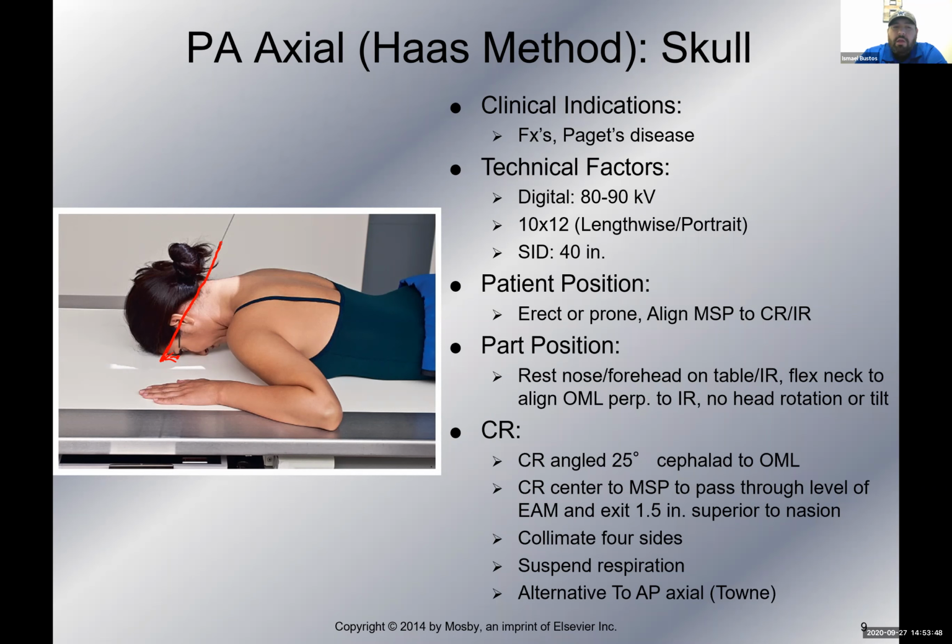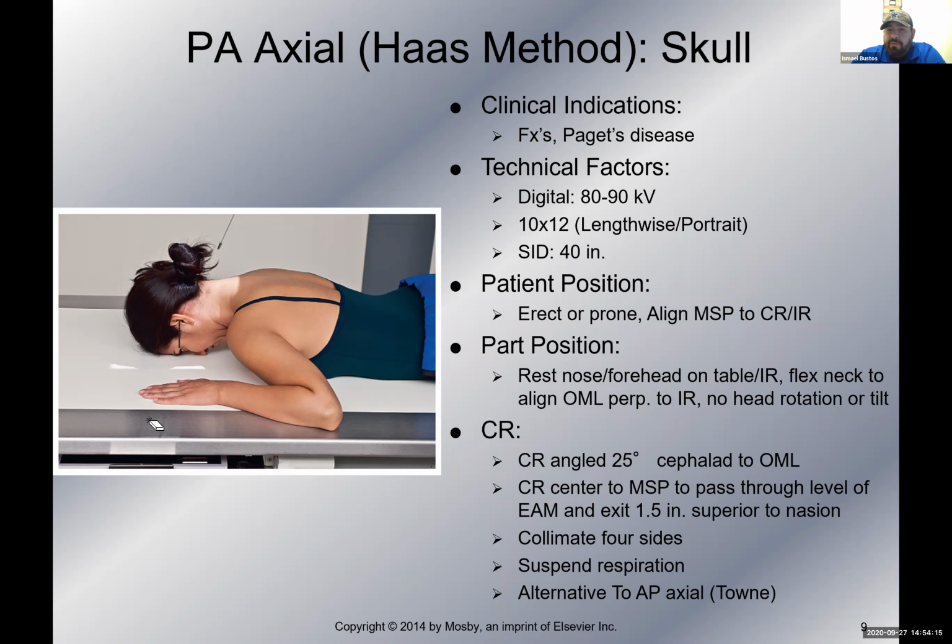Okay, so again, look for the crosshair on the table, right? Because we have a crosshair that's going to come this way on the table, right? There's the crosshair. We want that crosshair to go through our CR centering point. So just open up that collimation field, see where that line is going, and put it through our centering point. All right, collimate and suspend respiration. All right, and that's it.